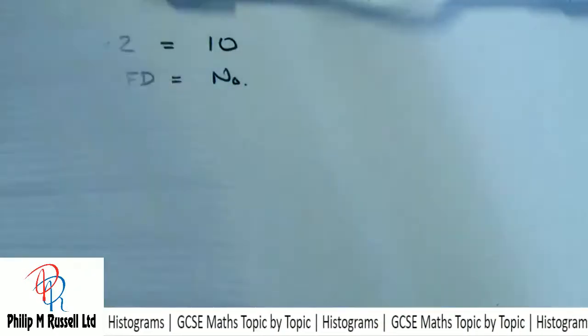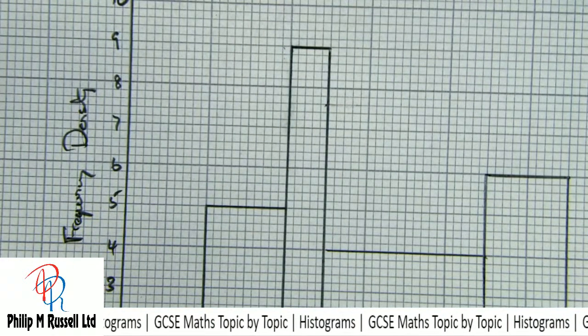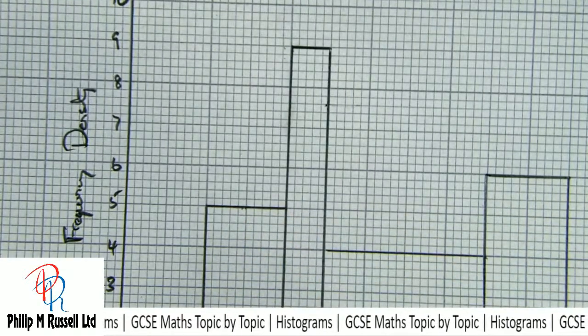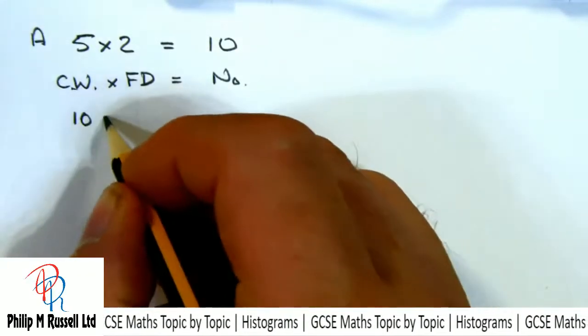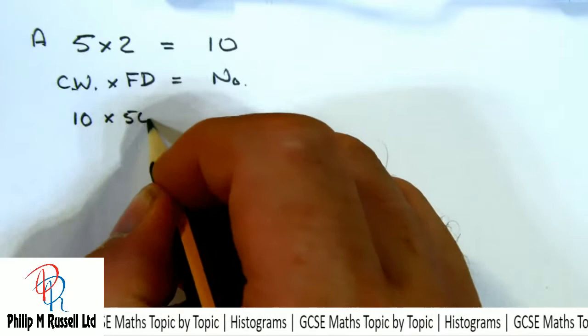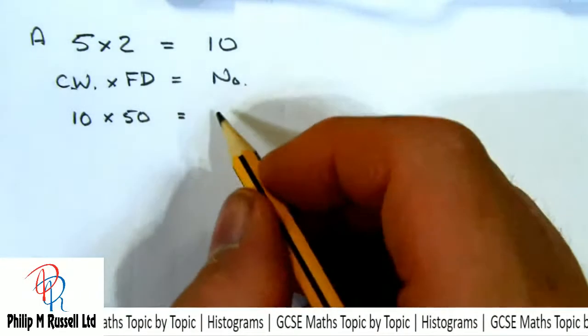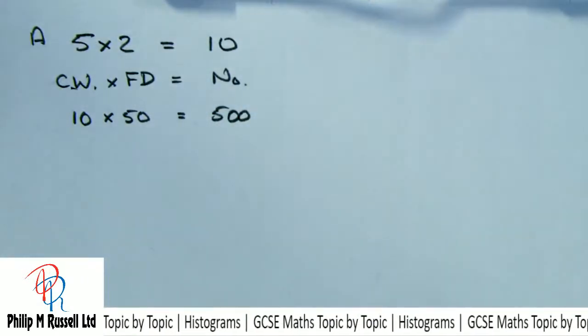For group B, we have a larger number. We've got here 10 across by 5 up, which gives us 50. So class width times frequency density, so here we've got 500.